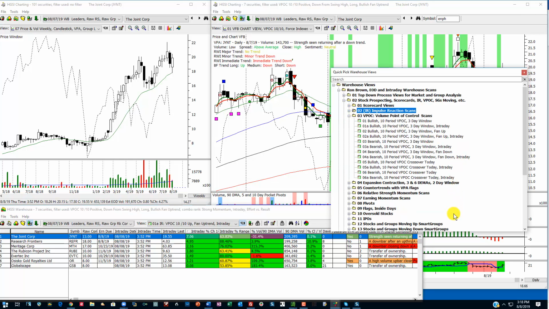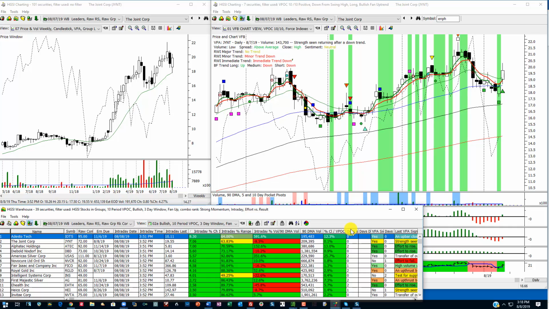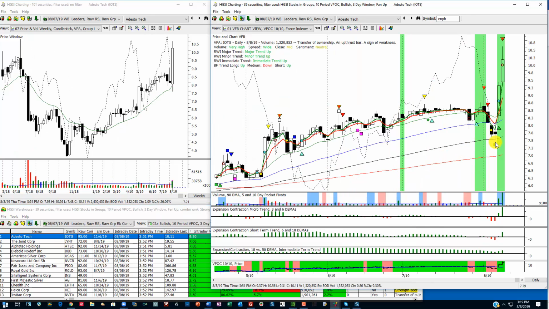I'm going to go into my volume point of control scans. Now I'm going to stick to the stocks where the fan is up, and by the fan being up, it means that the moving averages are stacked, and I'll show you here in a second. And these are stocks with a VPOC with a 3-day window. This is the days since the 1010 crossover. So this Adesto Tech crossed over yesterday, which would be right here. You can see it happened back here too, but there was a failure. This got caught in the market meltdown as the group came down.